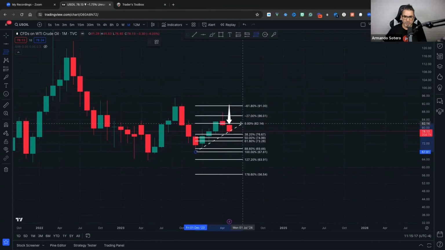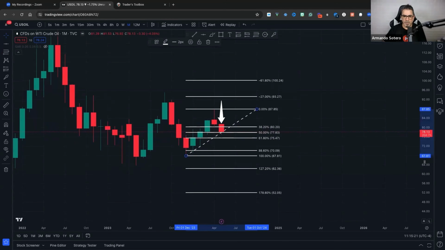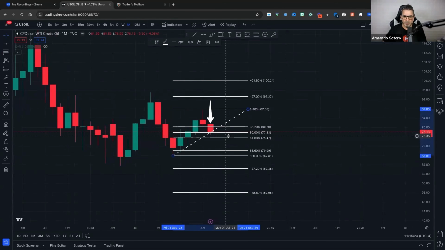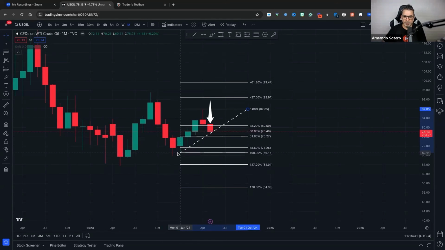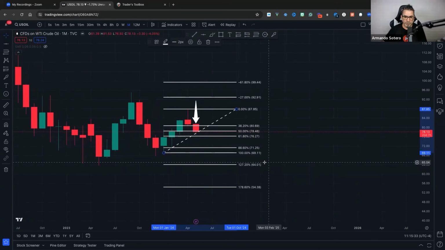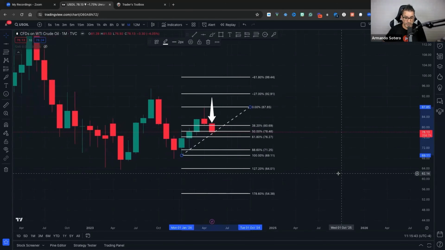So we're going to actually start from this low to this high. And you can see here that we have come pretty close to the 61, and we're currently sitting right at the 50%. And even if we started from this low right here, then it doesn't really change it too much. Again, we're around that 61 to 50% area. And again, we're just looking at the monthly just so we can put it in perspective.